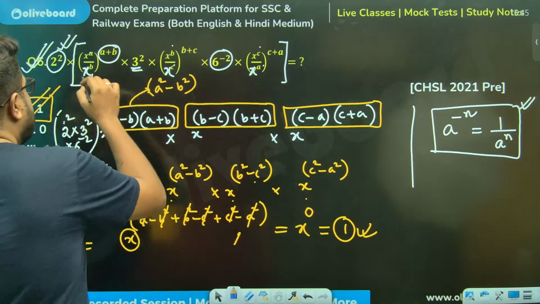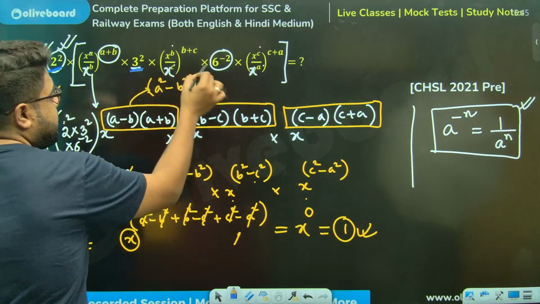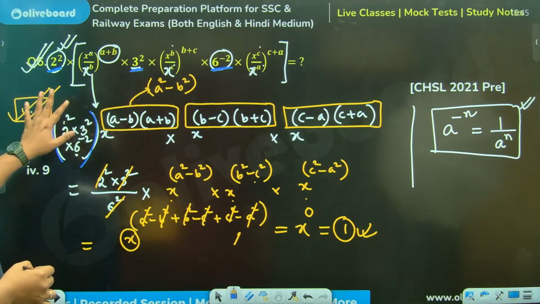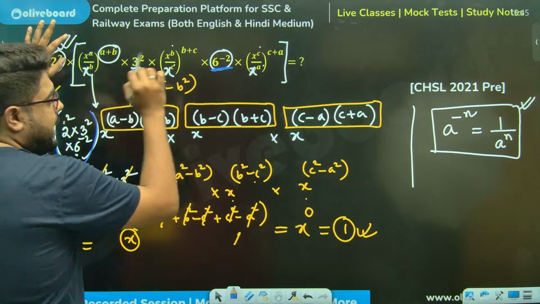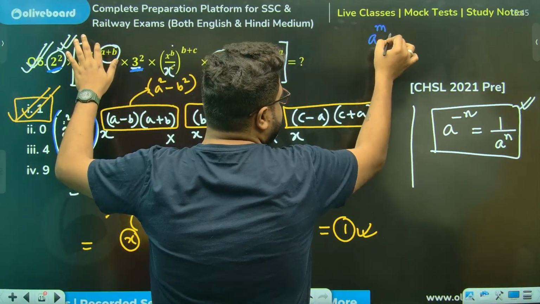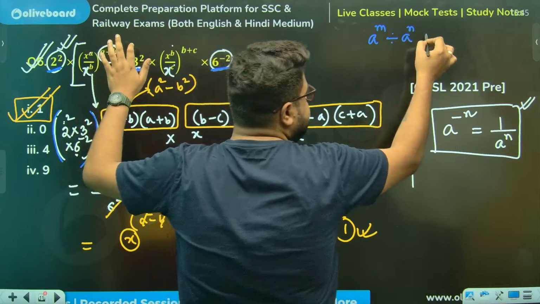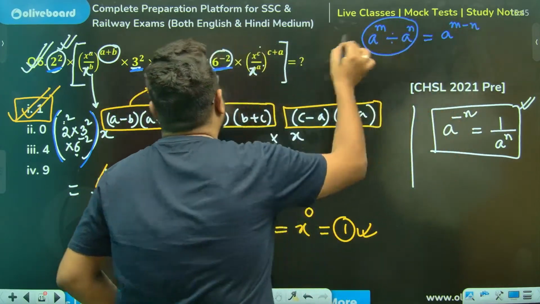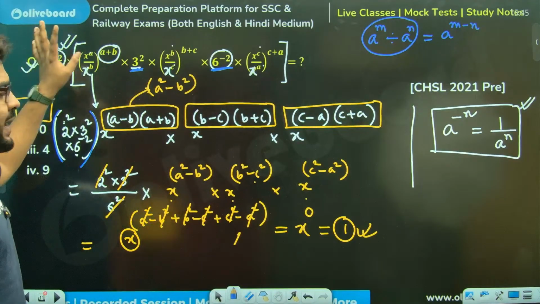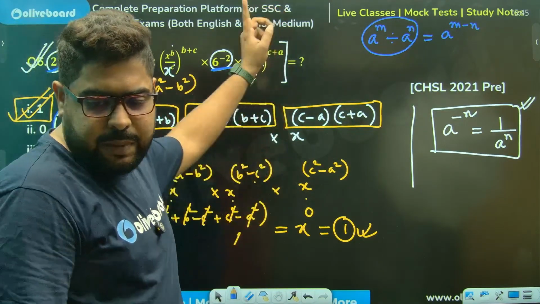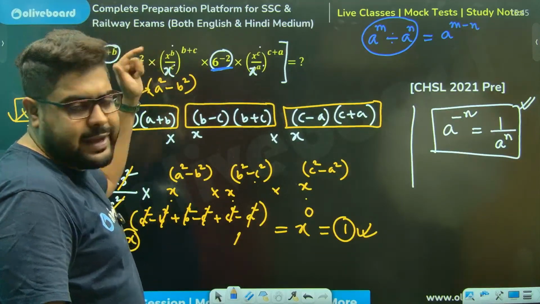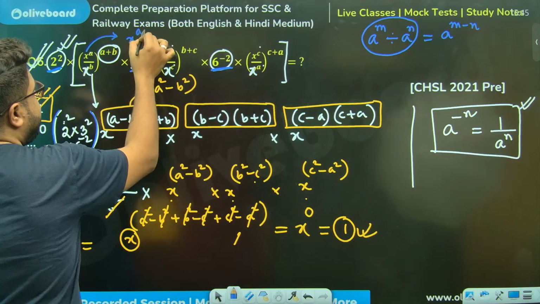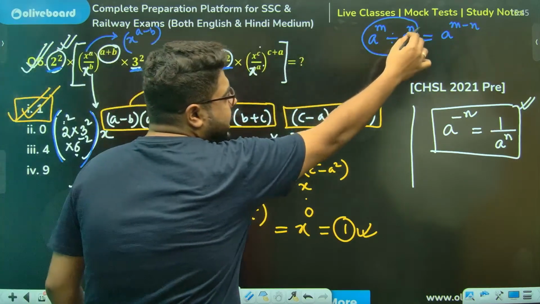First things first. Whatever were the constant parts, I have just taken to this side. Now this part, understand, I have told you one rule: a to the power m divided by a to the power n is a to the power m minus n. So this is written like this: x to the power a by x to the power b, x to the power b by x to the power c. This means x to the power a minus b. This same formula, m minus n.